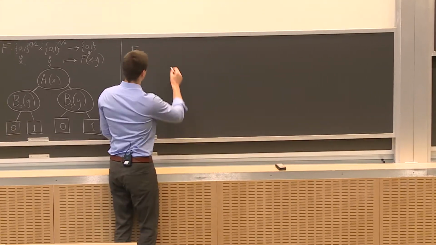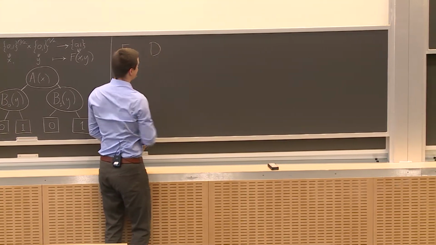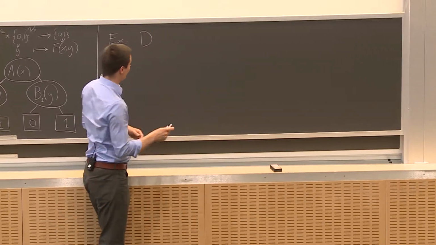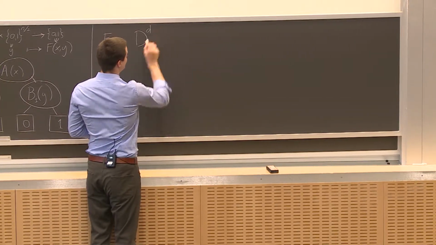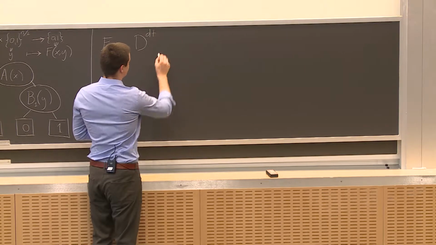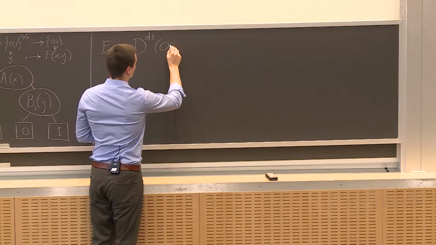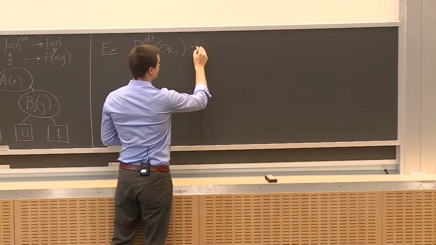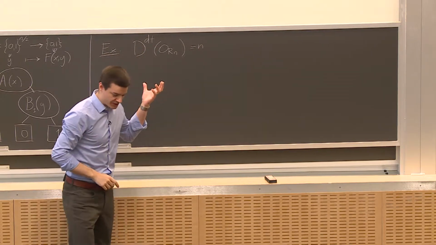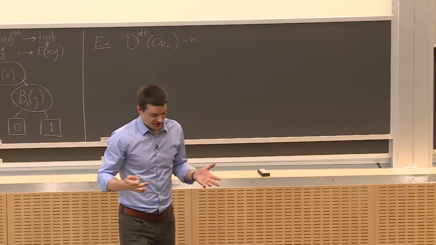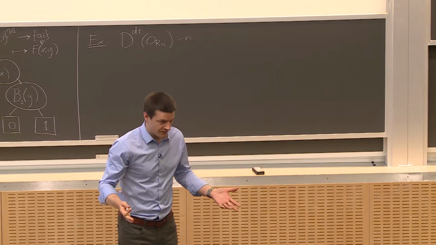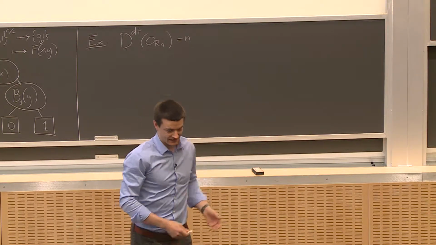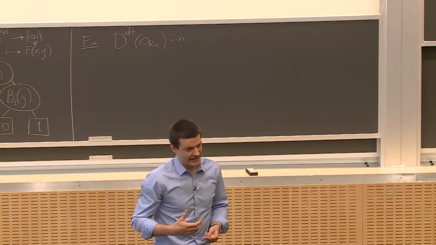So here's my notation. I write D for deterministic decision tree complexity of the OR function on n bits. I claim this is just n. Any decision tree computing the OR function needs to read all of the input bits. And the way you would argue things like this is normally you design an adversary strategy.